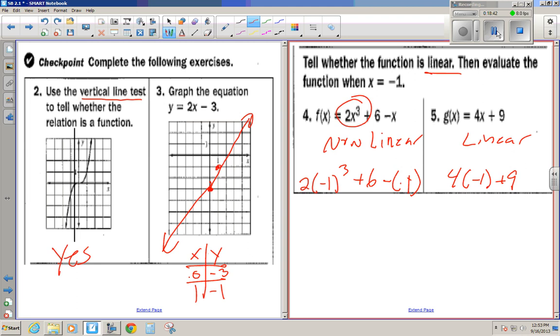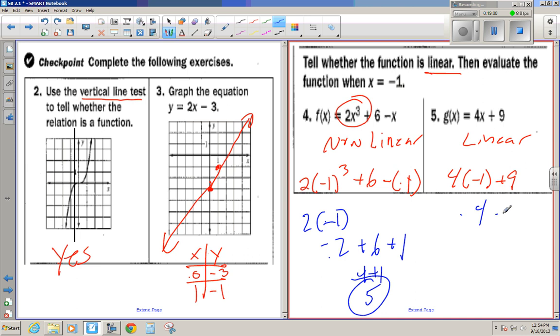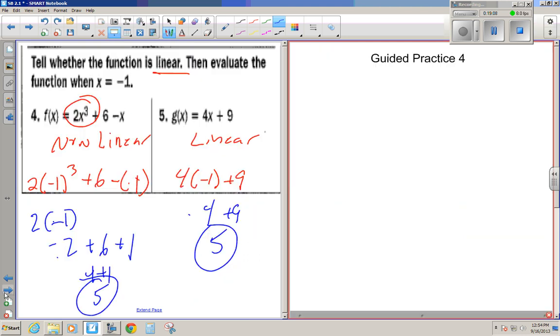Go ahead and pause the video and try to finish it up. All right, so this one here, see it's 2 times -1, that's -2 plus 6 plus 1. That should give us 4 plus 1 gives us 5. Right here, that's -4 plus 9, that's 5. So both of these end up with a solution of 5. All right, let's keep going.